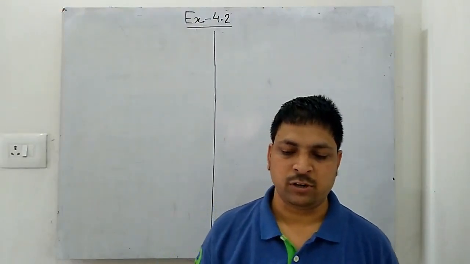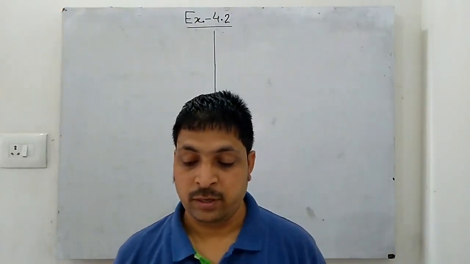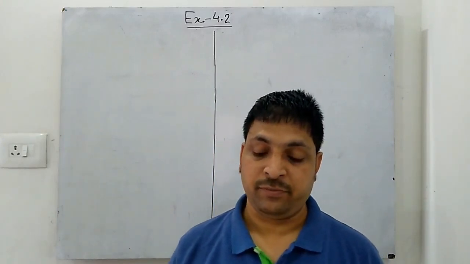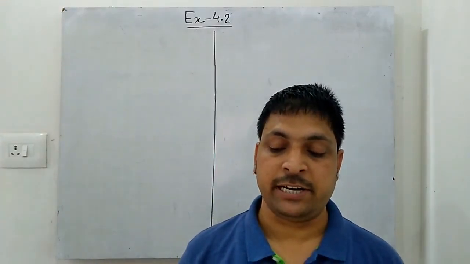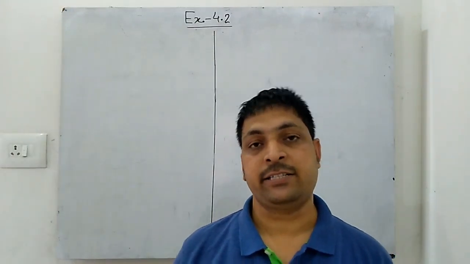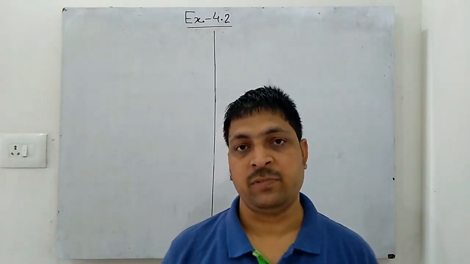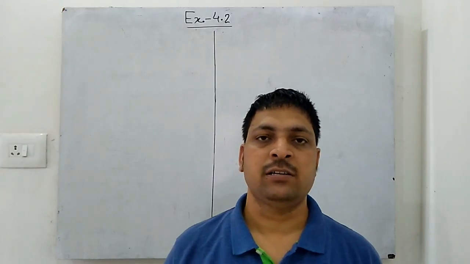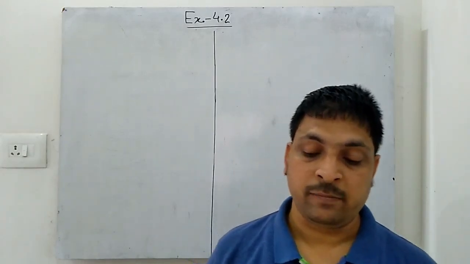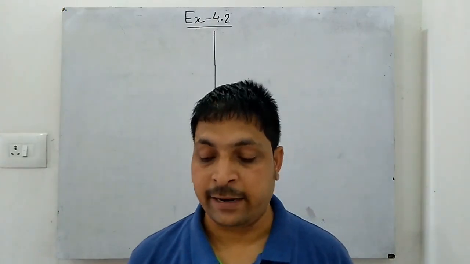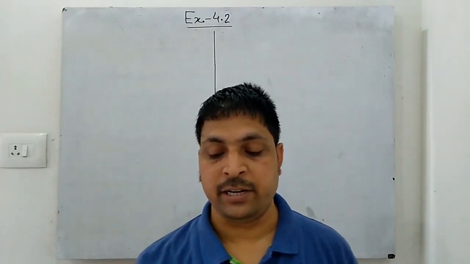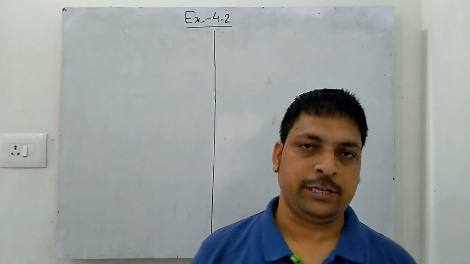Now the next question of exercise 4.2, that is question number 5. The altitude of a right triangle is 7 centimeter less than its base. There is a right triangle, its altitude, meaning perpendicular, is 7 centimeter less than its base and the hypotenuse is 13 centimeter. Find the other two sides. Now listen.